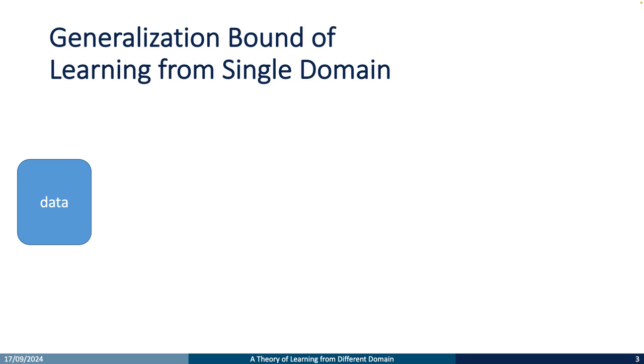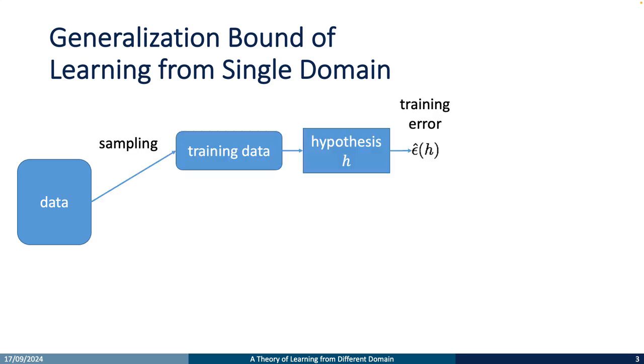Let's now dive into the details of generalization bounds in a single domain. First, consider a given dataset. To train a model, a finite number of instances are sampled from this dataset. Initially, a hypothesis H is evaluated on these instances. Typically, this hypothesis does not perfectly predict all training samples, leading to some error. This error is referred to as the training error, denoted as epsilon hat.